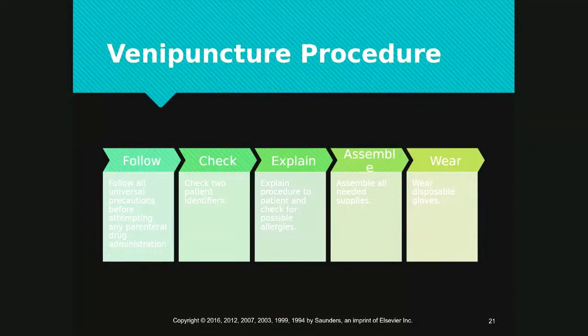When we look at venipuncture, the procedure, you want to make sure that you follow all the universal precautions before you attempt any parenteral drug administration. You always want to check 2 patient identifiers, whether it's name and date of birth, last name, medical record number, 2 different factors to give authorization that that is the correct patient. You always want to explain the procedure to the patient and check for any possible allergies they might have. You want to assemble the needed supplies so that you're not trying to run around and gather things as you're giving the injection. And you absolutely want to wash your hands first and then put on disposable gloves.